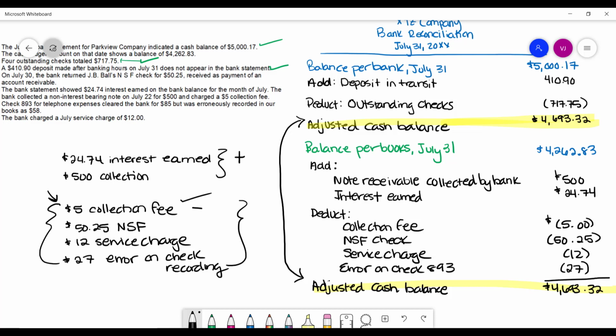So the adjustments we see up here, the deposit in transit and outstanding checks, time will deal with those. So eventually the bank will add the $410 to our cash balance, and we'll subtract out the $717. Time will deal with that. But the thing is, for these adjustments made on this reconciliation to our books, that's not just going to magically get adjusted. We actually now have to journalize to make these adjustments to the actual cash balance.